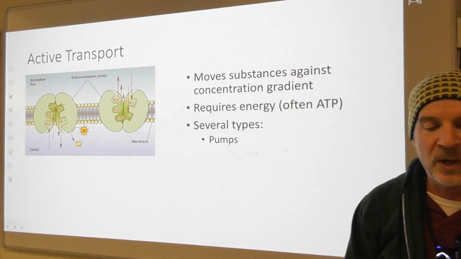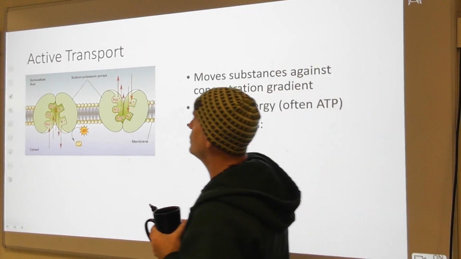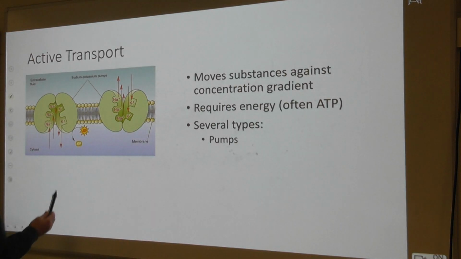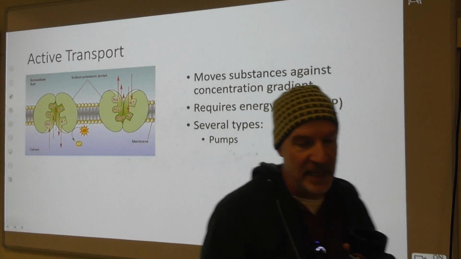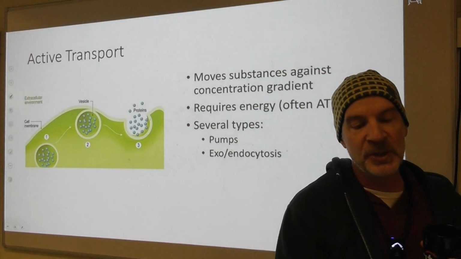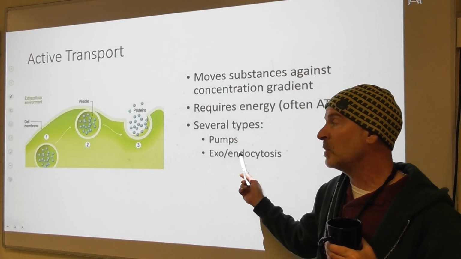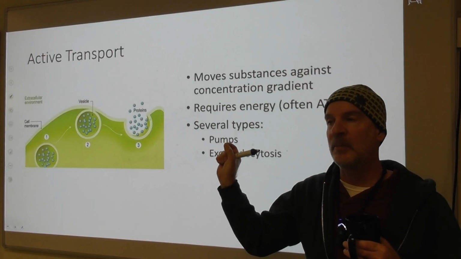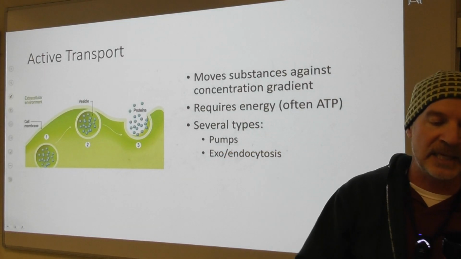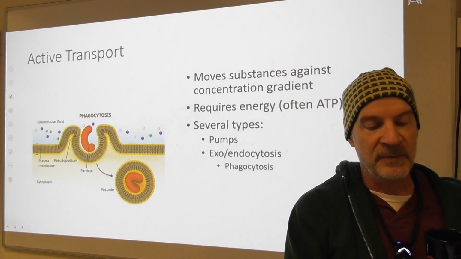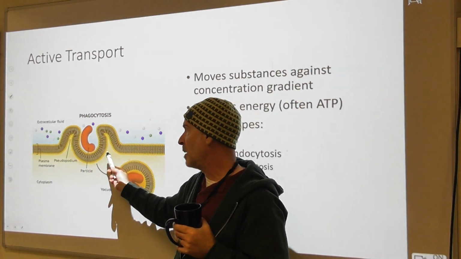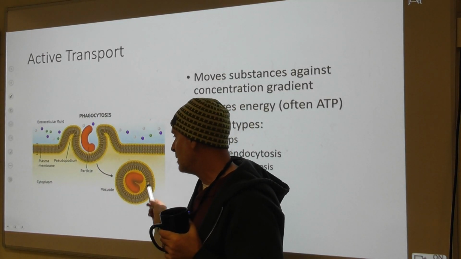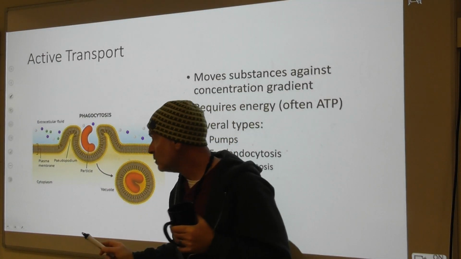One is what we call pumps. These are things where stuff goes in one way and stuff goes out the other way. In this case, this is a sodium-potassium pump, and it's powered by ATP. We can also have endocytosis and exocytosis. This is where the whole cell membrane is involved in pulling things in or taking things out. There's phagocytosis, which involves large particles that come into contact with the cell membrane. The cell membrane engulfs them and brings them inside in a vacuole.